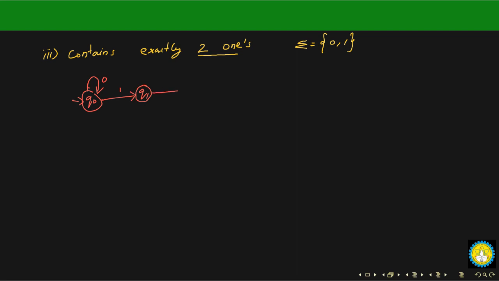From Q1 you can get anything, so you can have any number of zeros. I'm not interested in counting zeros, and if I get a 1, I will go to the next state, and I will make that my final state. Now from Q3 you can have any number of zeros, but you cannot have ones. So this is going to be our NFA. If you give any string which contains exactly 2 ones, there is a path through which that string can be accepted by this NFA.